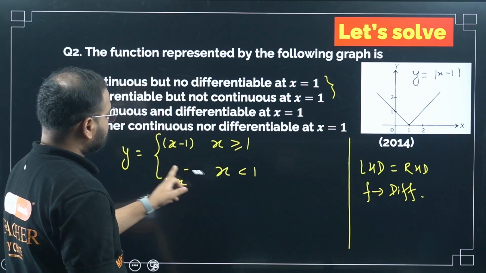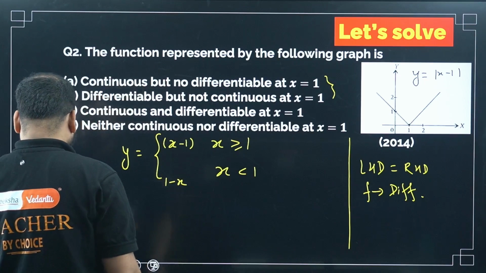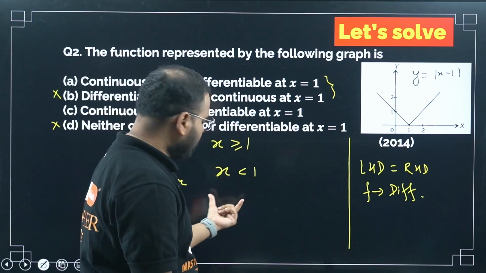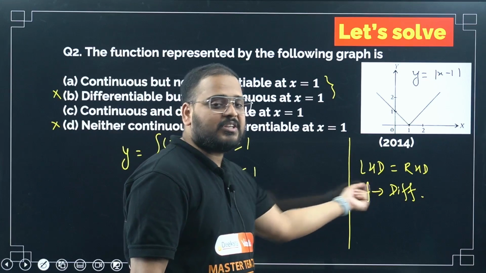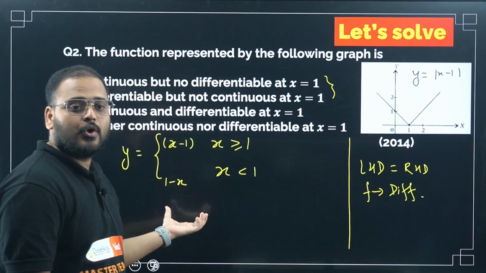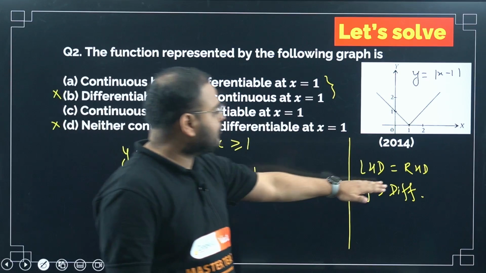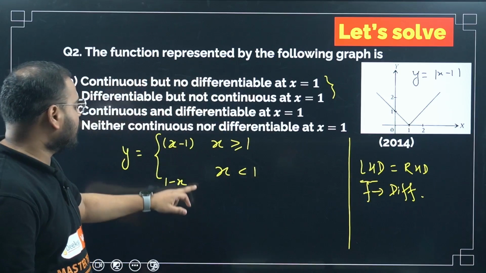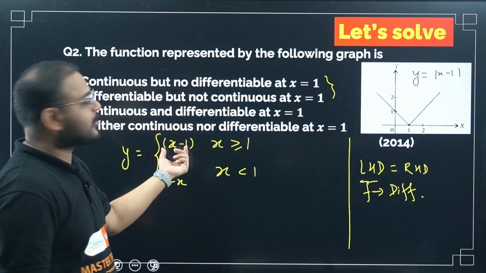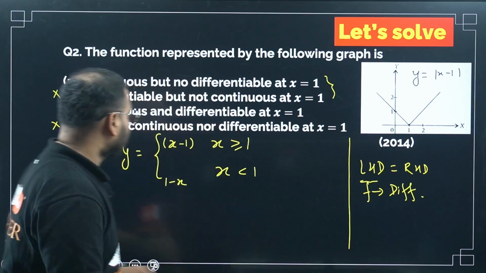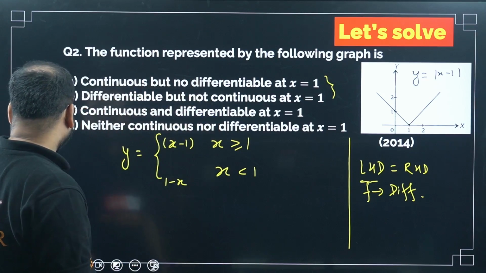I hope you can understand this. Okay, simply 1 minus x. So now the function is defined. Why did I write it like this? Because if I had used directly 1 minus x for the LHD, it would be confusing for you. So I have defined the function now. When I am finding the left hand derivative, I will use which function? 1 minus x. When I am finding the right hand derivative, I will use the function x minus 1. Is this clear? Why did I do it? This is clear.